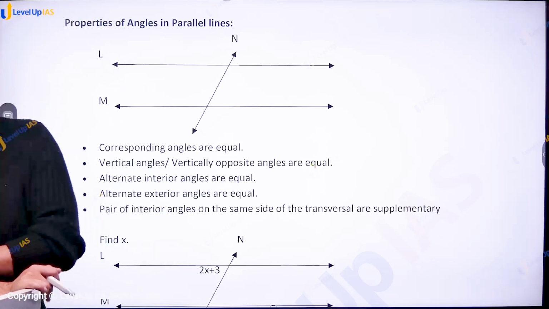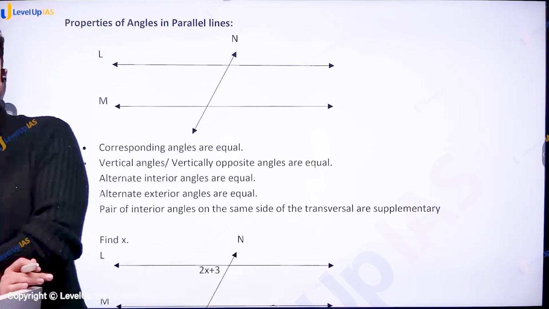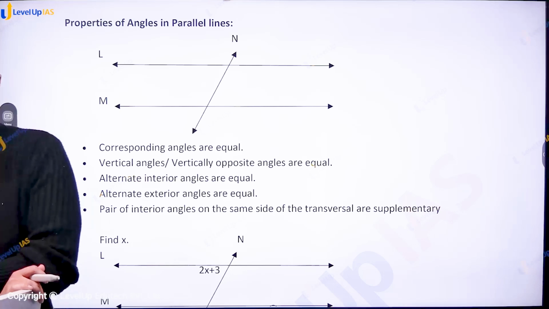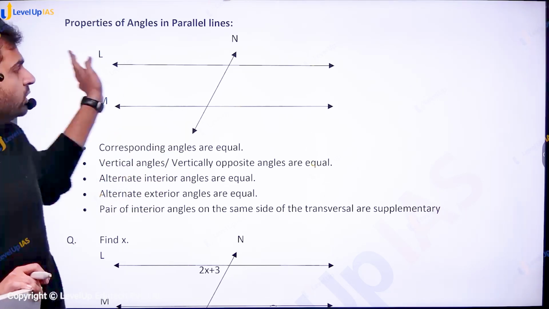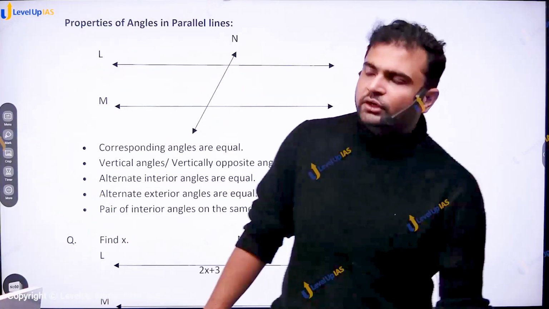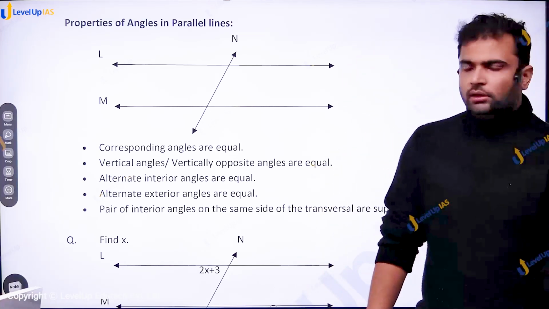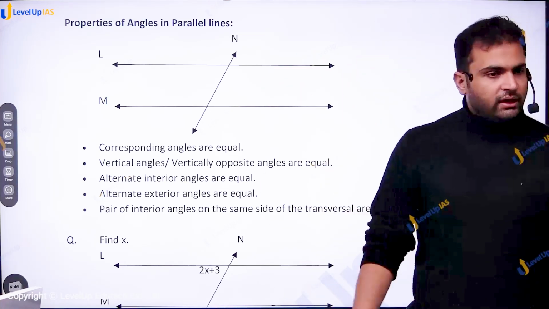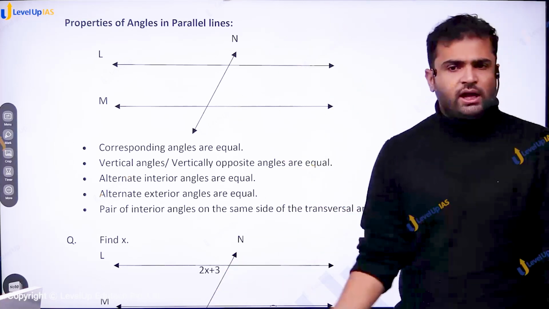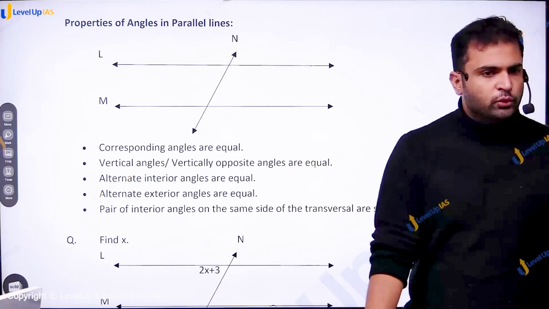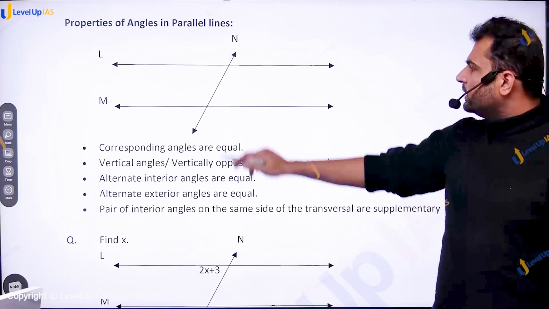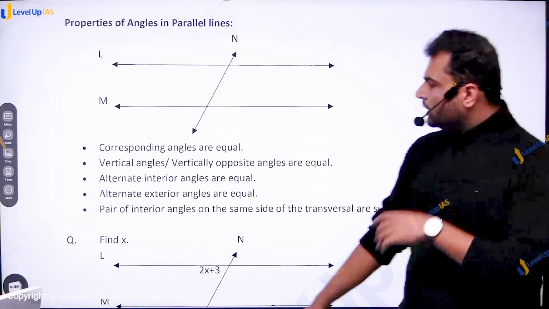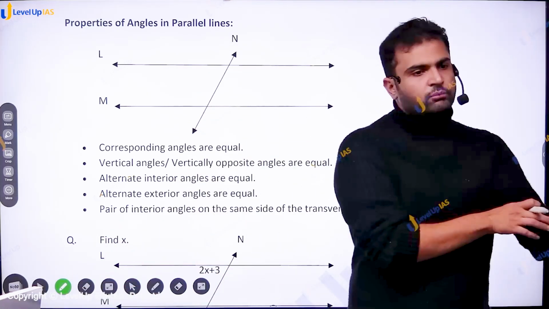We want to cover a bit or study a bit about parallel lines and some of their properties. Parallel lines, as we have already studied, are non-intersecting lines. If you extend them both indefinitely in either direction, they will not intersect anywhere. If L and M are parallel lines and I draw a transversal to it, another line which intersects both lines, a lot of angles get formed, and they have certain specific properties.